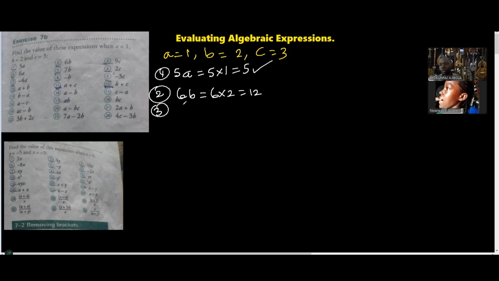What should the answer to number 9 be? Number 9. Is it minus? Okay, minus 3c. So c equals 3. So minus 3 times 3. Just 3 times 3. That is minus 9.